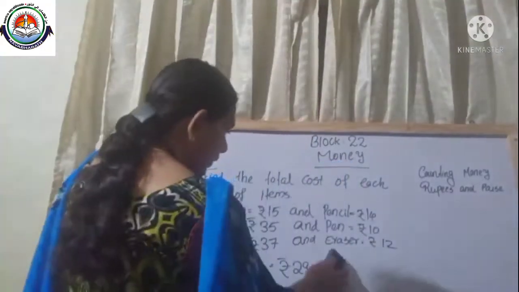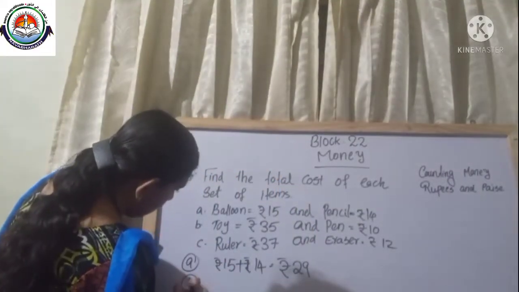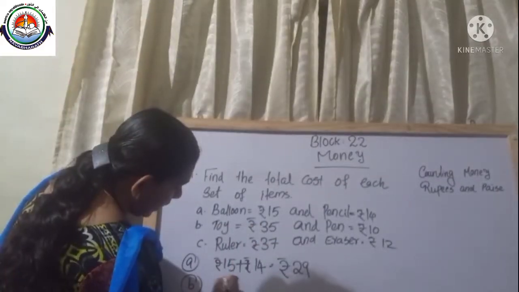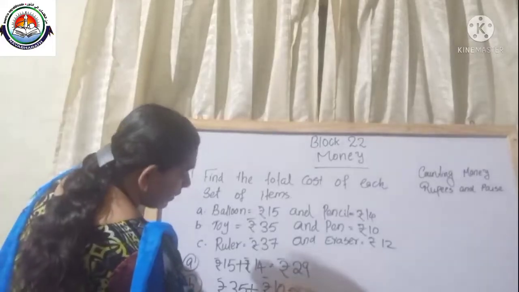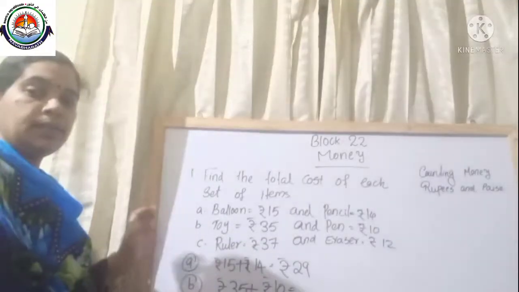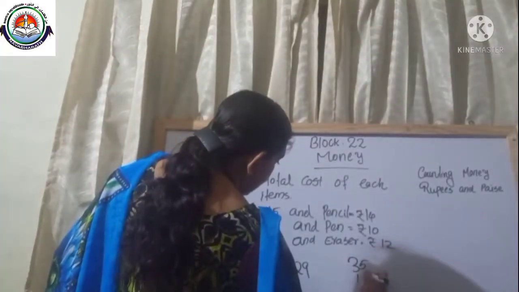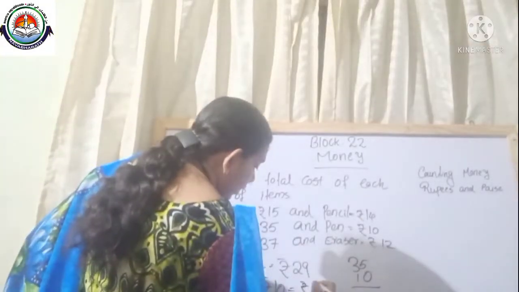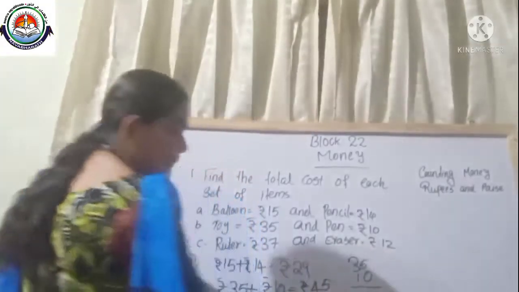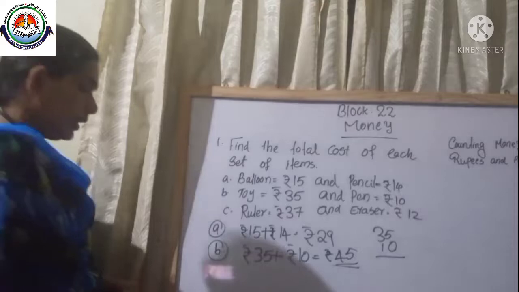Next, second: toy with rupees 35 plus pen with rupees 10. So what is the total amount? Find out. 35 plus 10, find out the answer. Yeah, it's 45 rupees. 45. It's clear.